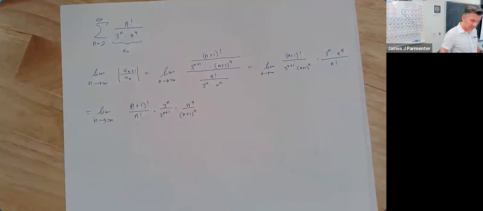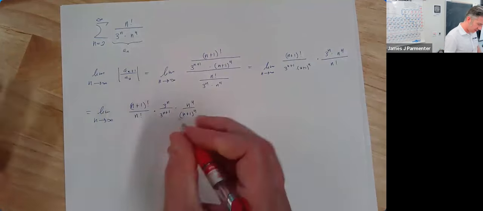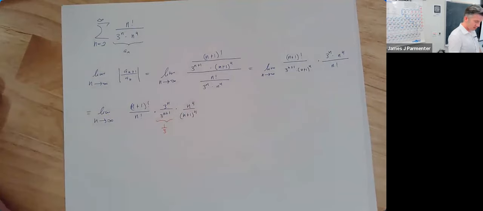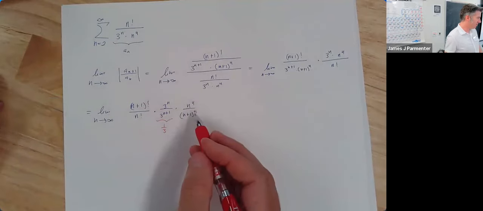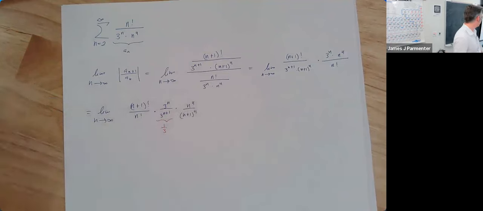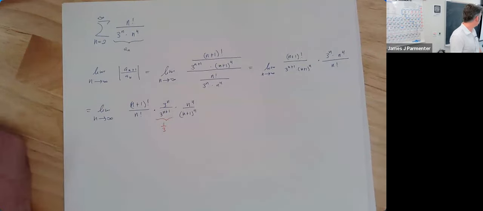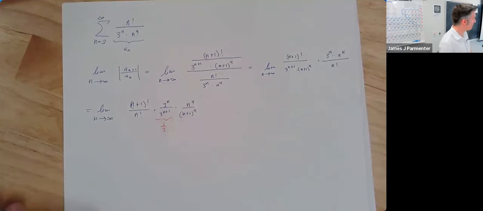Okay, so let's deal with the easy parts first. 3 to the n over 3 to the n plus 1 is just 1/3. Here we're going to group this together, but we'll leave that alone for a second. So what about (n plus 1) factorial over n factorial? Just like before, when you had 5 to the n over 5 to the n plus 1, you told me it was 1/5. Isn't it really 3 to the n over 3 to the n plus 1? There's one more 3 in the bottom.